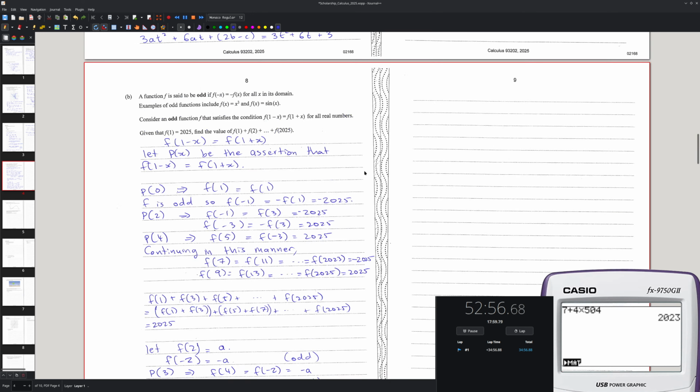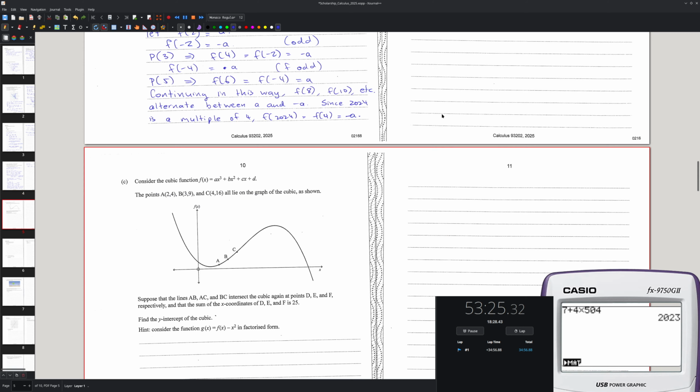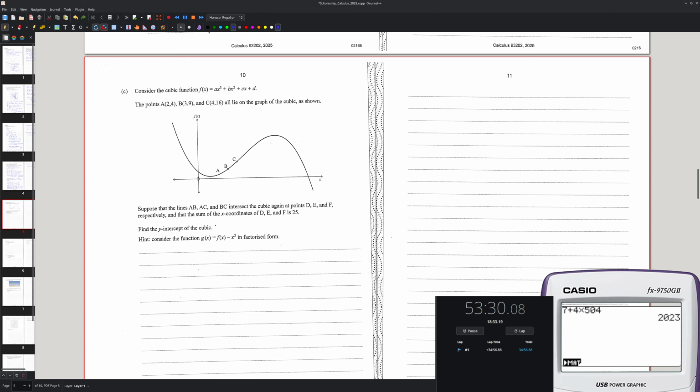So okay, then we're done, right? So basically we say f of 2 plus f of 4 plus dot dot dot plus f of 2022 plus f of 2024 is equal to a minus a plus a minus a plus dot dot dot plus a minus a equals 0. Therefore, the sum from i equals 1 to 2025 of f of i is equal to 2025. Yeah, good question. Okay, okay.